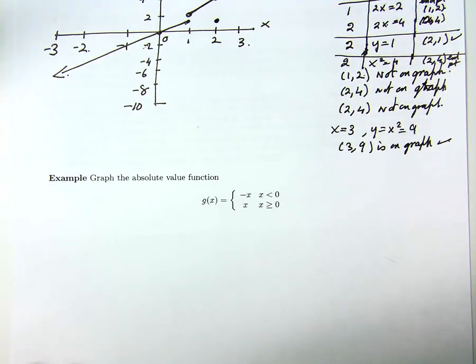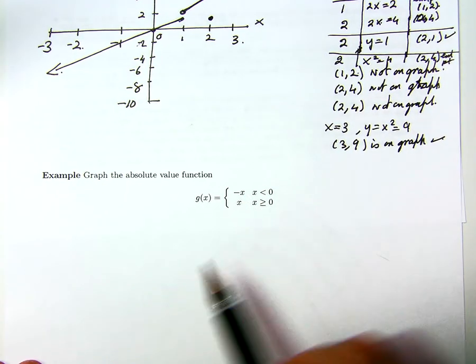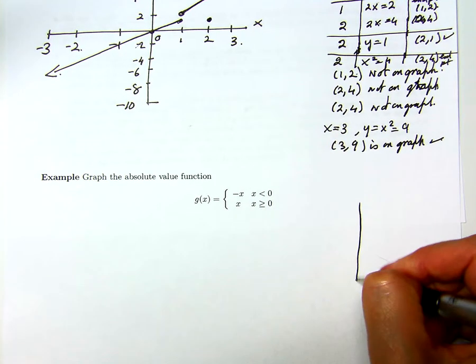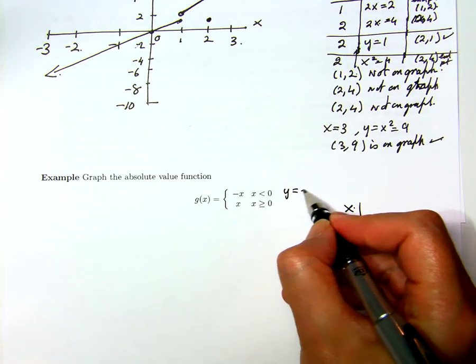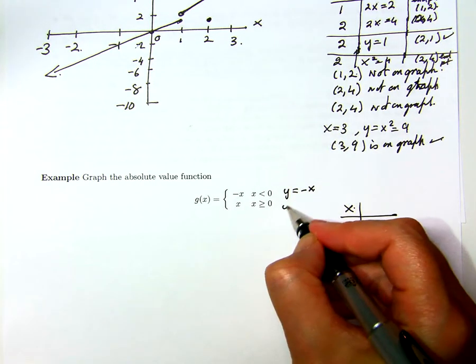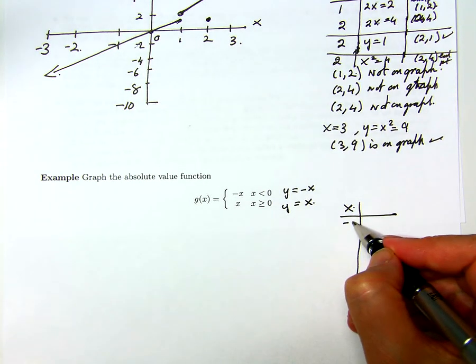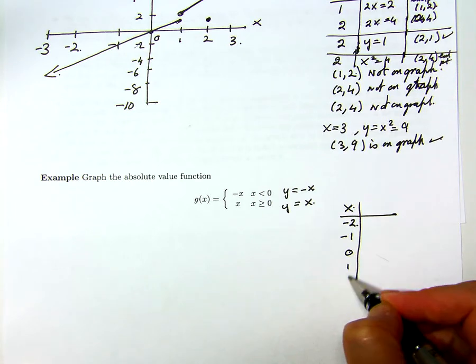Here's another piecewise-defined function which you should be familiar with by now. It's the absolute value function. And what does its graph look like? Well, we can just pick a few points. This is the graph of y equals minus x for x less than 0, and y equals x for x bigger than 0. And you can pick a few points, see what's going on.